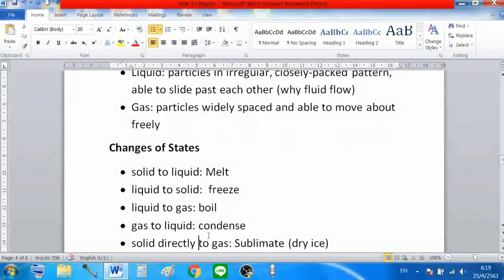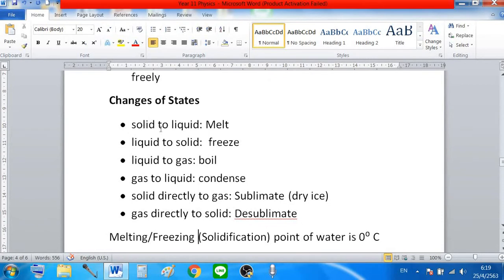So now we have the changes of states. If we go from a solid to a liquid, that's called melt. If we go from a liquid to a solid, that's called freeze or solidify. Liquid to gas is boil. Gas to liquid is condense. And we can go from solid directly to gas without becoming a liquid. This is called sublimate. And the example we all know is dry ice. It goes directly from a solid block of ice to a gas without going to the liquid state. And we can have the opposite of that. Gas directly to solid is called desublimate.